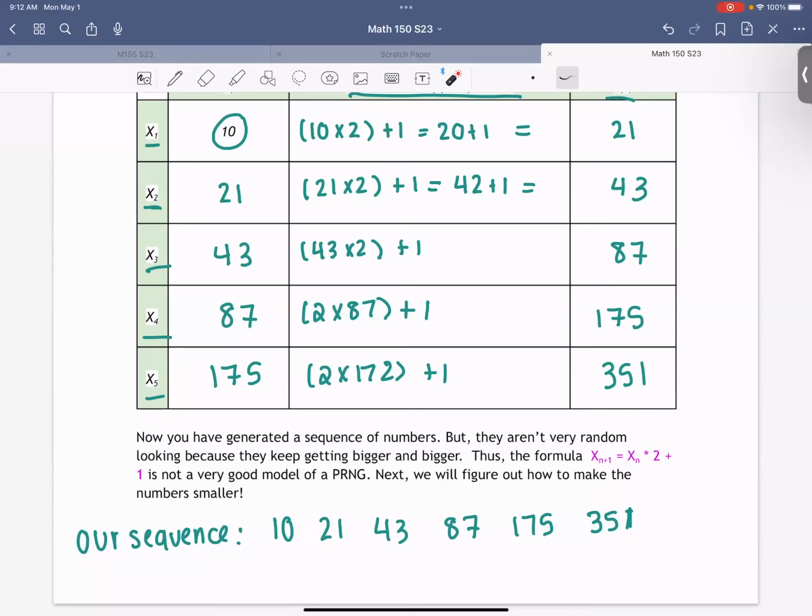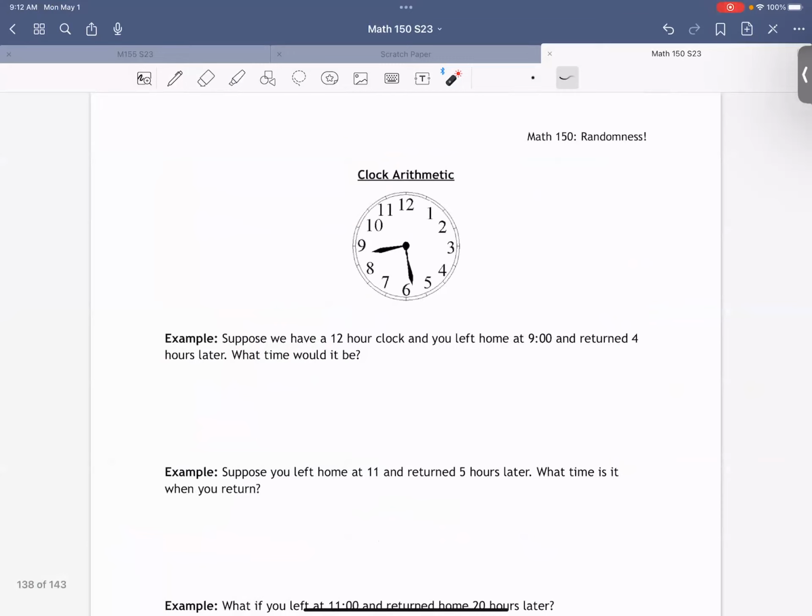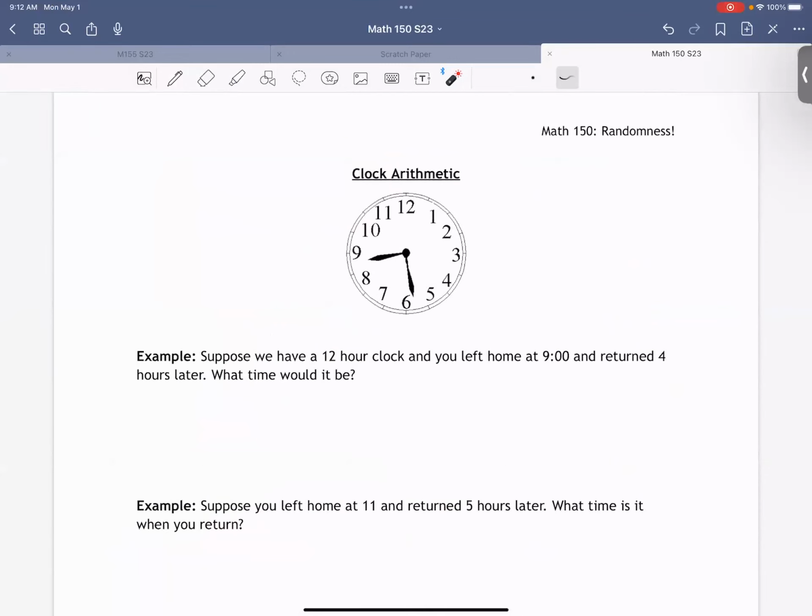So what I'm going to do today is show you a trick that mathematicians use to create a sequence of numbers and make sure that all the numbers are between like 0 and 10 or 0 and 15, something like that, okay? And what we call it is clock arithmetic, okay?